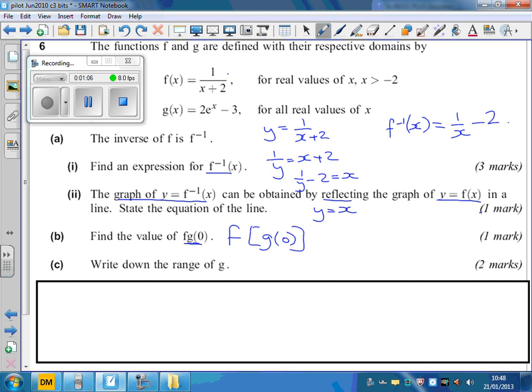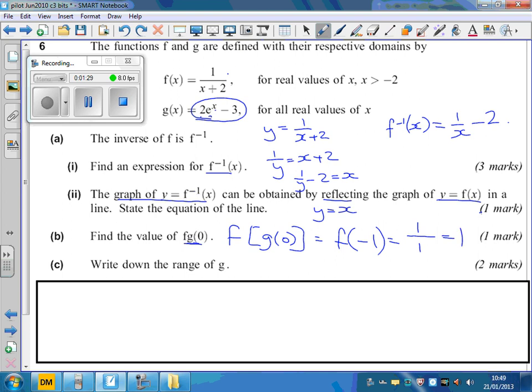Work out what g of 0 is first of all. Sticking 0 into here. So e to the 0 is 1. 2 times 1, take away 3. We're getting minus 1. And we've now got to f of minus 1. And so we're doing 1 over 1. So we're getting an answer at the end there of 1.